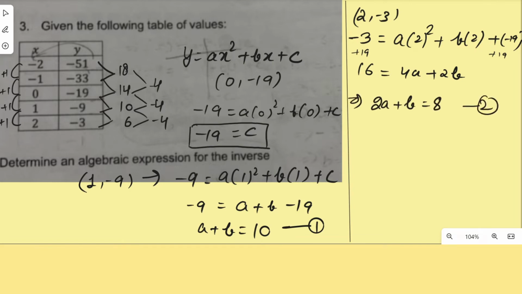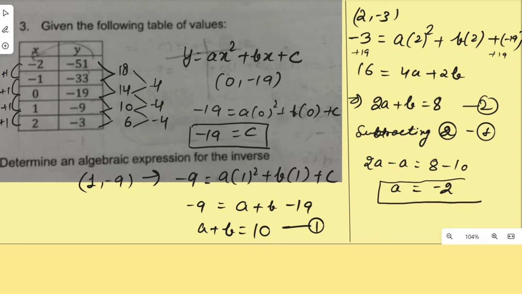Now we need to solve equations 1 and 2. How we can solve them is by just subtracting these two equations. So we are subtracting equation 1 from equation 2. What we'll get is 2a plus b minus a minus b. So b will cancel out and we'll get 2a minus a. And on the right hand side we'll get 8 minus 10. So this tells us that the value of a is negative 2. Now we can substitute this value of a into either equation. Let's use equation 1. So we get negative 2 plus b as 10. So this tells us that the value of b is 12.